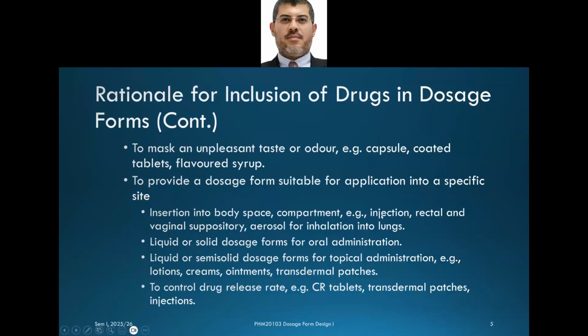We may need to give it by injection, so we need to prepare a solution, for example. So we prepare a solution, then we need to use some excipients, like at least solvents, to dissolve the active ingredient and make a solution out of it. And sometimes we need to generate an aerosol to be inhaled into the lungs. In this case, we will mix the drug substance with excipients like compressed gases that will be liquefied. And then once you actuate this inhaler, it will generate an aerosol that can be inhaled into the lung.